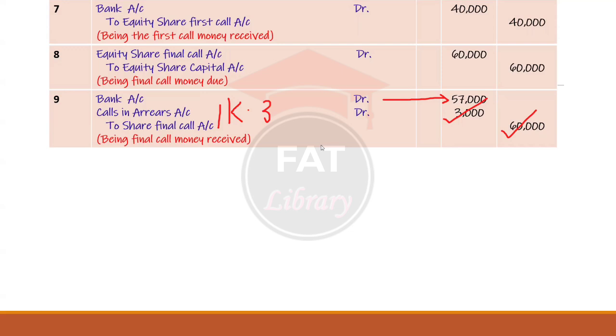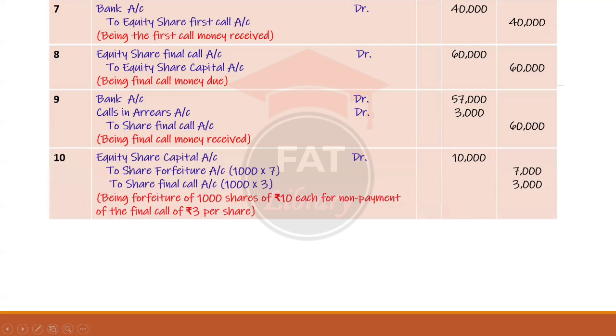For 1000 shares, they reissued to Mr. B. Now, for Mr. B, they cannot issue again for 3 rupees. They will not issue. They will issue for more amount, obviously, right? So in our problem, they are issuing for 8 rupees. Now, we have to write equity share capital account debtor. What is the equity share capital account they require is 10,000.